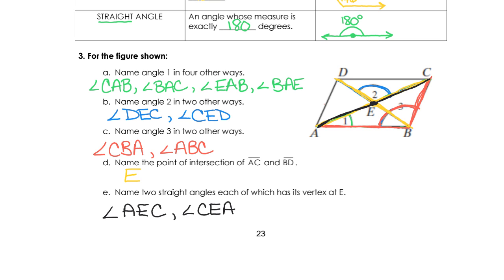And they want a second straight angle. So that's the same straight angle, both those times I named it. If we go the other way and we look at this straight angle with E being the vertex, we would use the letters D, E, and B. So we could say angle DEB, or if we flipped it around, angle BED. And there are our 2 straight angles, each of which has its vertex at E.